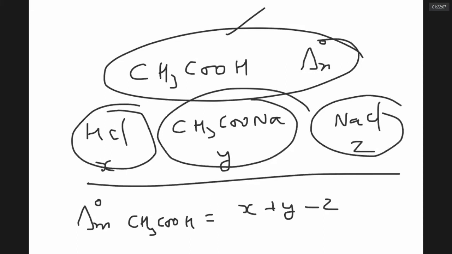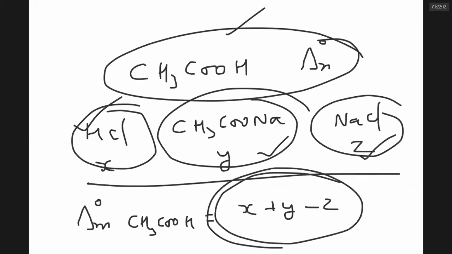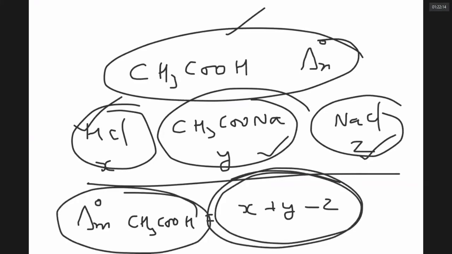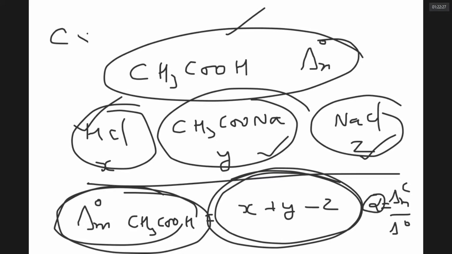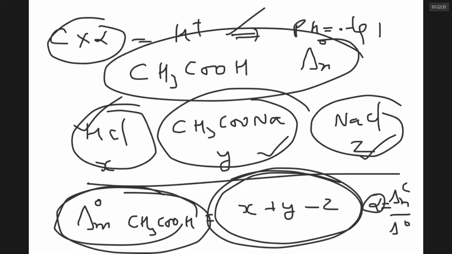I measure the conductance for strong electrolyte solutions. I add, subtract, and do whatever, to get the molar conductance at infinite dilution. From this value, I can find alpha is equal to molar conductance at concentration C by molar conductance at infinite dilution. Once I know alpha, I can multiply alpha with C, and then I get the H plus ion concentration. If I know H plus ion concentration, pH is equal to minus log of H plus. Often they are giving me this type of problems.